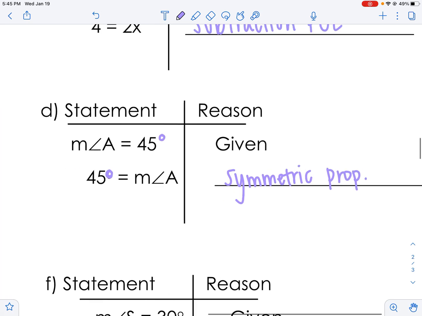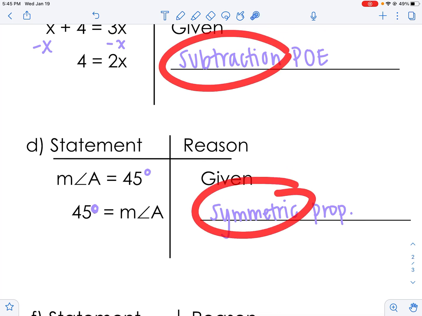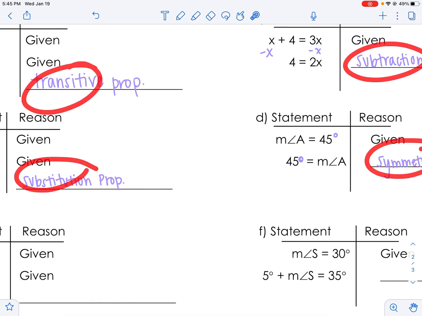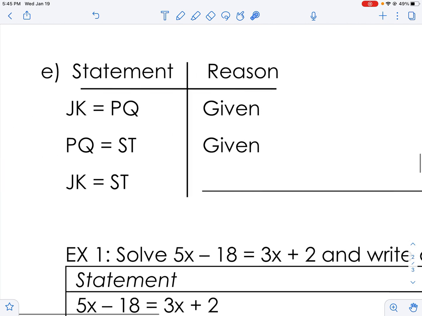Notice I abbreviate property to prop, or property of equality to POE, but I'm not abbreviating anything else. I'm putting that full word in there. Subtraction, symmetric, transitive, substitution. I'm not abbreviating those.